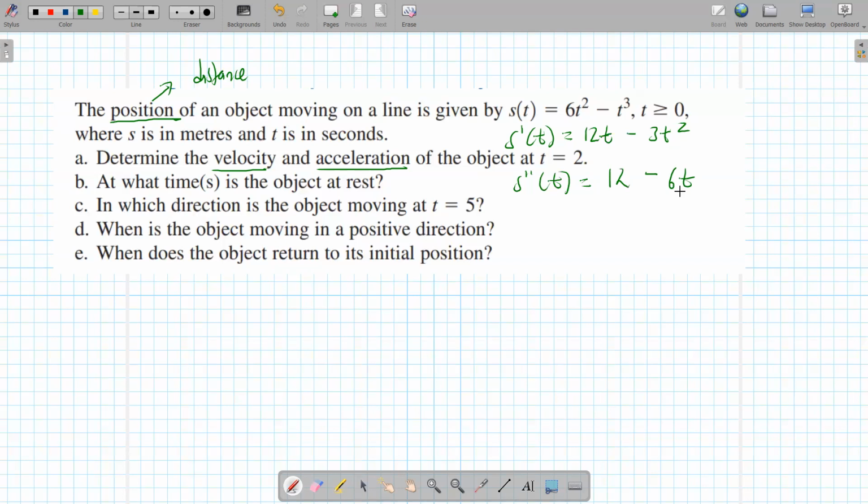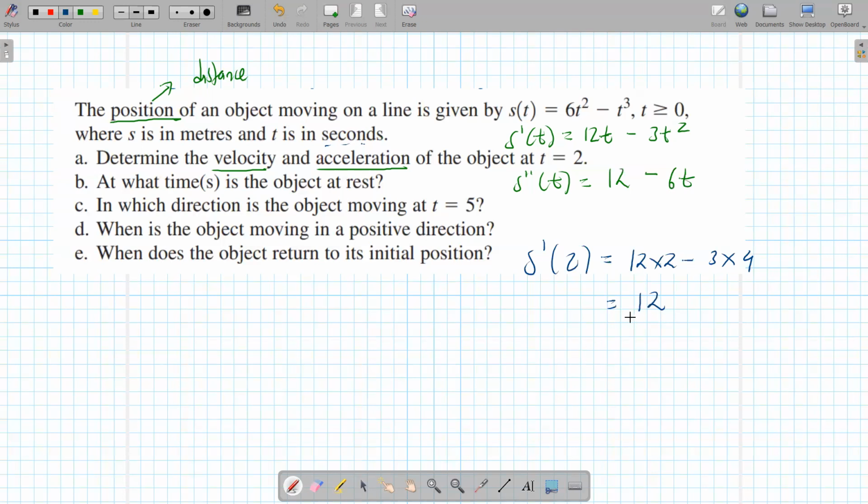And they want this when the time is 2 seconds. All you gotta do for part A, plug 2 into the first one. So if you find s prime of 2, this will give you the velocity when the time is 2 seconds. So you simply plug that in. 12 times 2 minus 3 times 4. 24 minus 12, it's a 12.